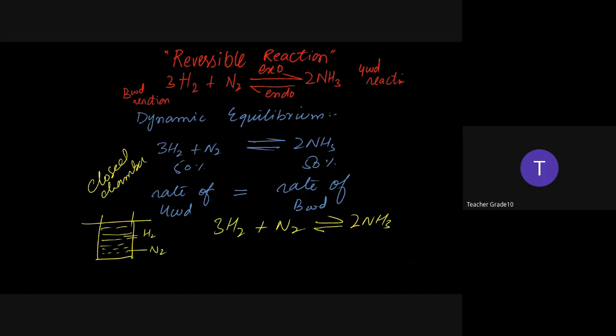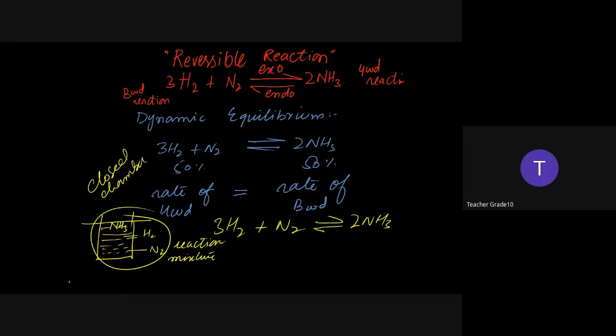Once 50% of the reactant is consumed and 50% product is produced, at this stage the rate of forward reaction becomes equal to the rate of backward reaction, because both have the same concentration in this container right now. So what is this? It is actually balanced, it is dynamic equilibrium. And definitely we have ammonia gas as well in it. When these three things are together in the same closed container, we call them a mixture, or a reaction mixture.